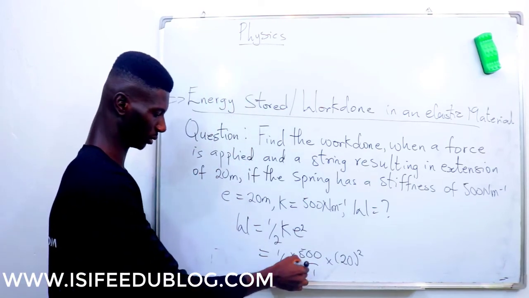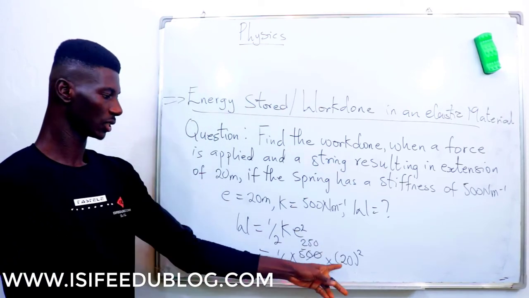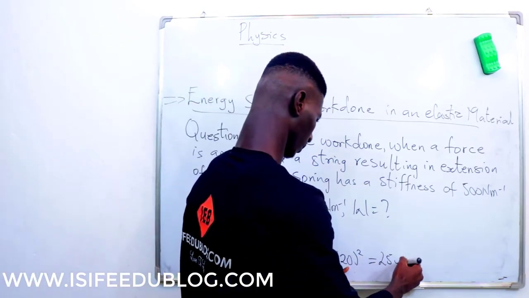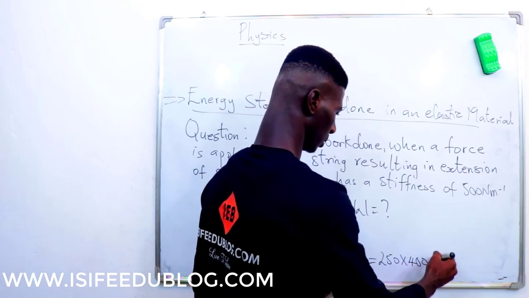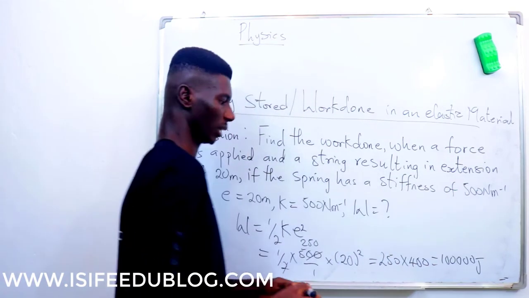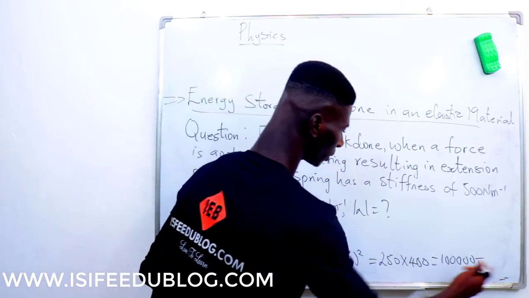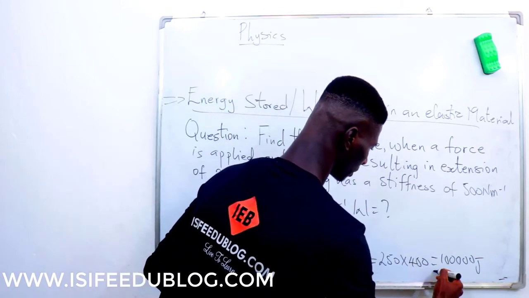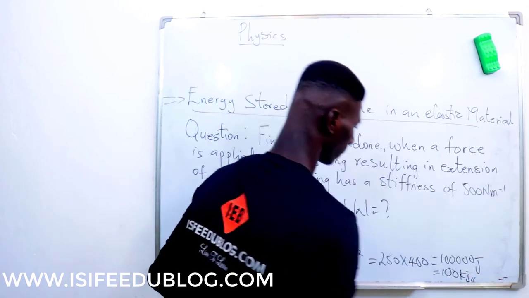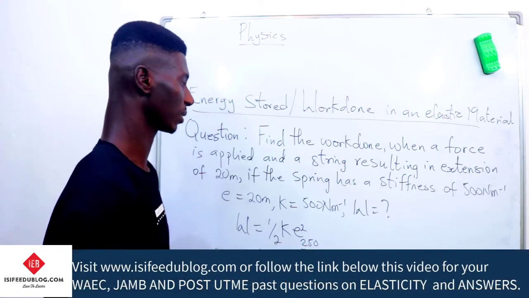So 2 can divide this and we have 250. Now squaring this and multiplying by 250, this is 250 times 400. This will give us 100,000 joules. Depending, now if they want you to convert to kilojoules, what you do is you divide by 1,000. If you divide this by 1,000, this becomes 100 kilojoules. That is what the answer will give you, 100 kilojoules. So it depends on the question.